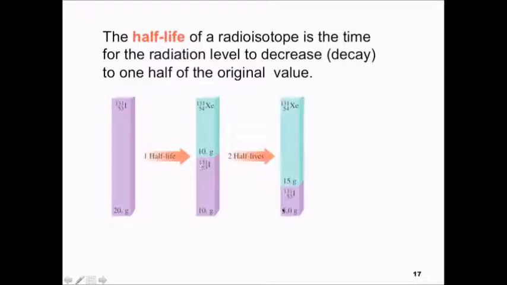Only 5 grams of it. So you notice that we're cutting the amount in half each time a half-life goes by. And after 3 half-lives, only 2.5 grams of iodine 131 will be left. So 3 half-lives means an eighth is left. 2 half-lives means a fourth is left. 1 half-life going by means a half is left.